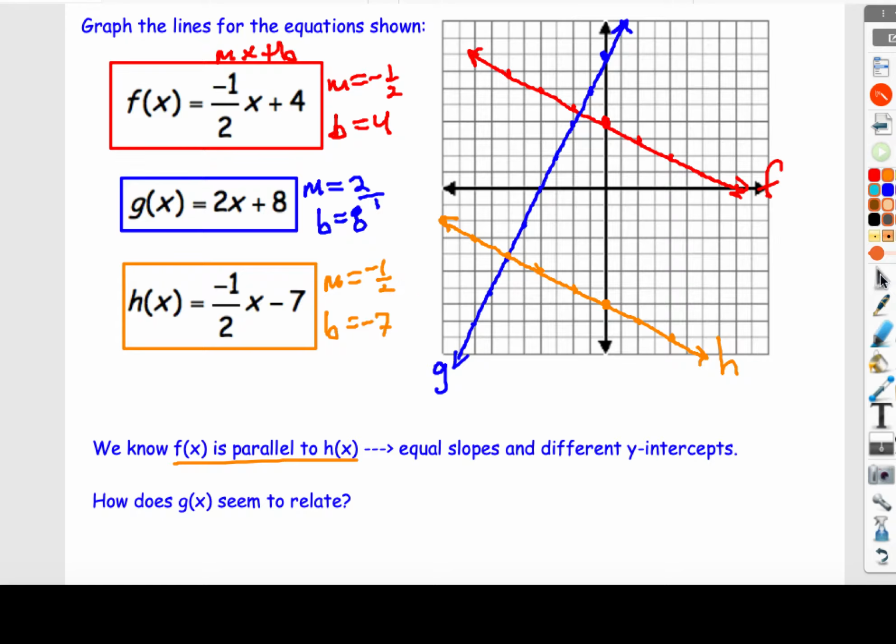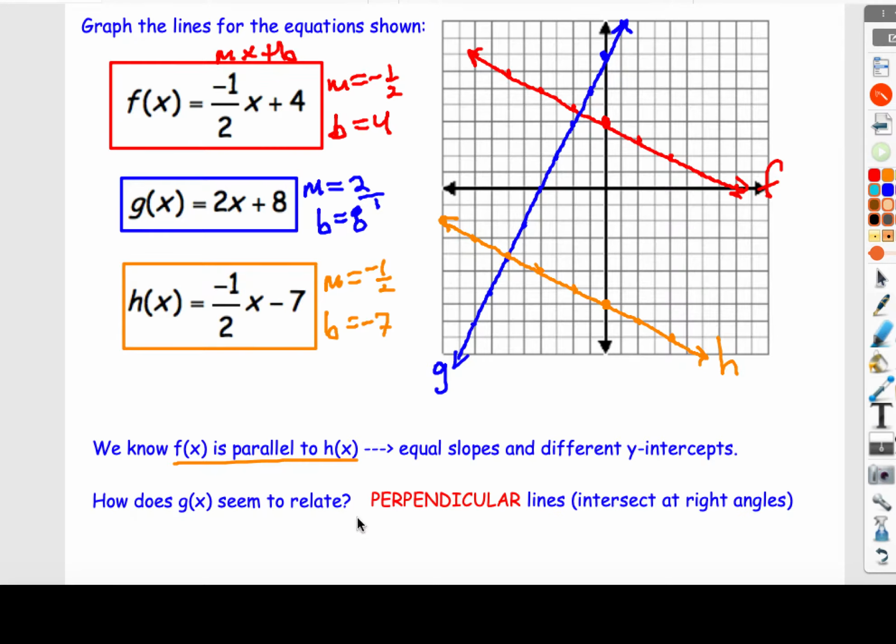Now our real question here is, how does g of x relate? Well, you'll notice the blue line travels completely in the other direction. The other two are falling very slowly, down 1, right 2, down 1, right 2, a negatively sloping line. Whereas g of x is rising much more quickly, going up 2, right 1, up 2, right 1. Its ratio is much larger, and it's traveling in a positive direction.